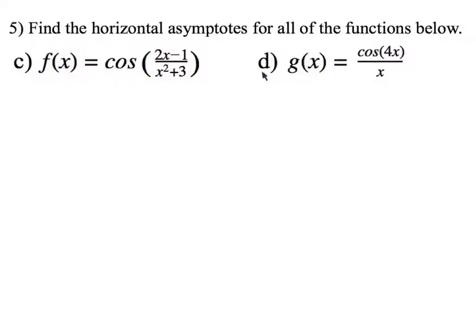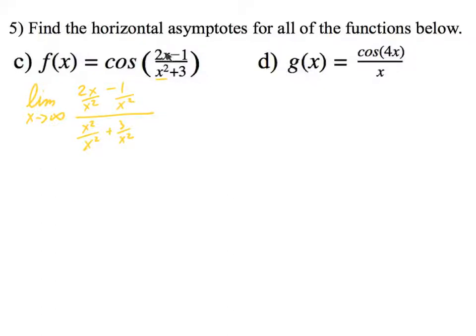So these are some trig problems where we're going to try to find horizontal asymptotes. For this one, we have to think about the limit as the inside of this approaches infinity and negative infinity. So I'm going to take the limit as x approaches infinity of 2x minus 1. Now the highest degree in the denominator is x squared, so I'm going to divide each piece by x squared, just so I don't have to rewrite it several times, over x squared plus 3 over x squared.